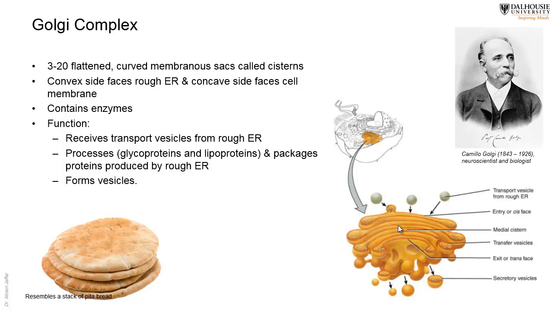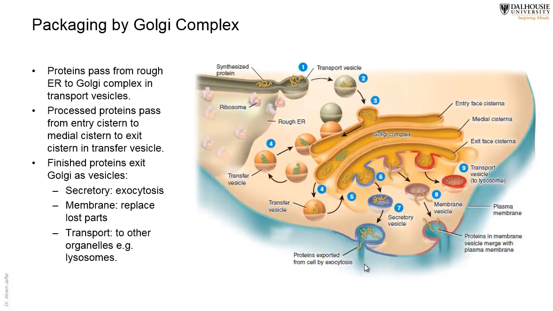These proteins will be processed and packaged in the Golgi apparatus, and then they will be transported out of the Golgi apparatus. So they enter on the convex side, which is facing the endoplasmic reticulum, and these vesicles exit through the concave side, which faces the plasma membrane. You can see them here again in this enlarged diagram.